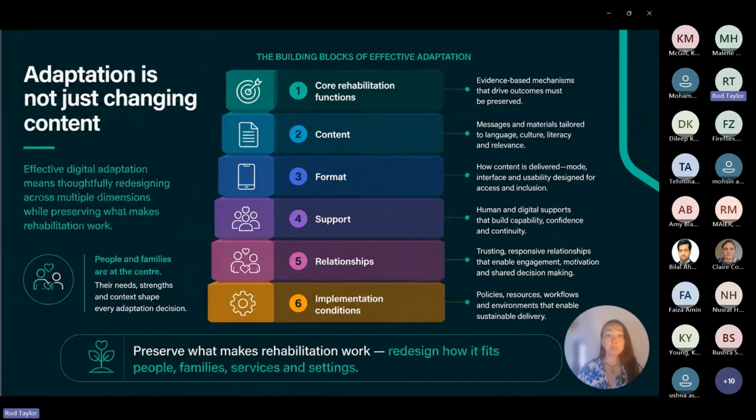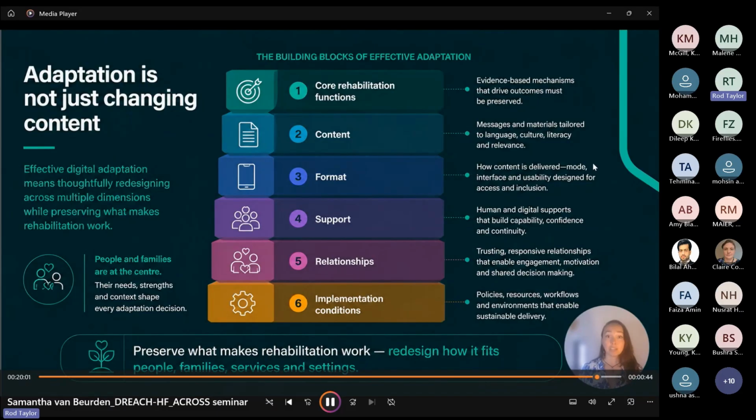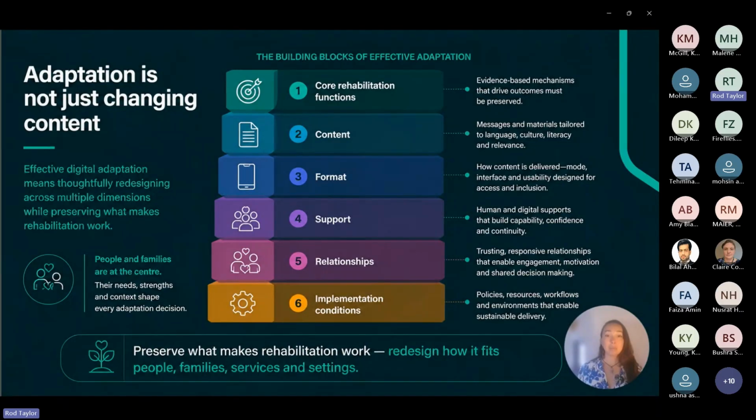Fourth, support matters too. Human and digital support can build confidence, capability, and continuity. Fifth, relationships are crucial. Trusting relationships may enable uptake, engagement, and shared decision making. And finally, implementation conditions. Workflows, resources, training, and context shape where delivery is feasible. So taken together, these building blocks suggest that adaptation is not just changing content. It is about preserving the intended functions of rehab while redesigning how it fits people, families, services, and their settings.